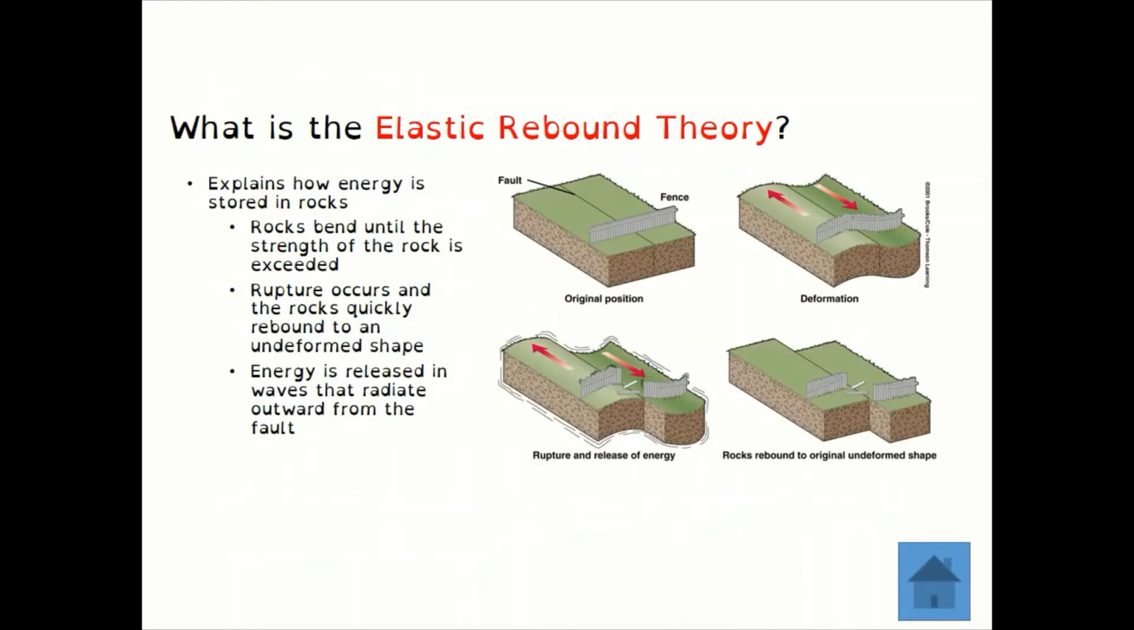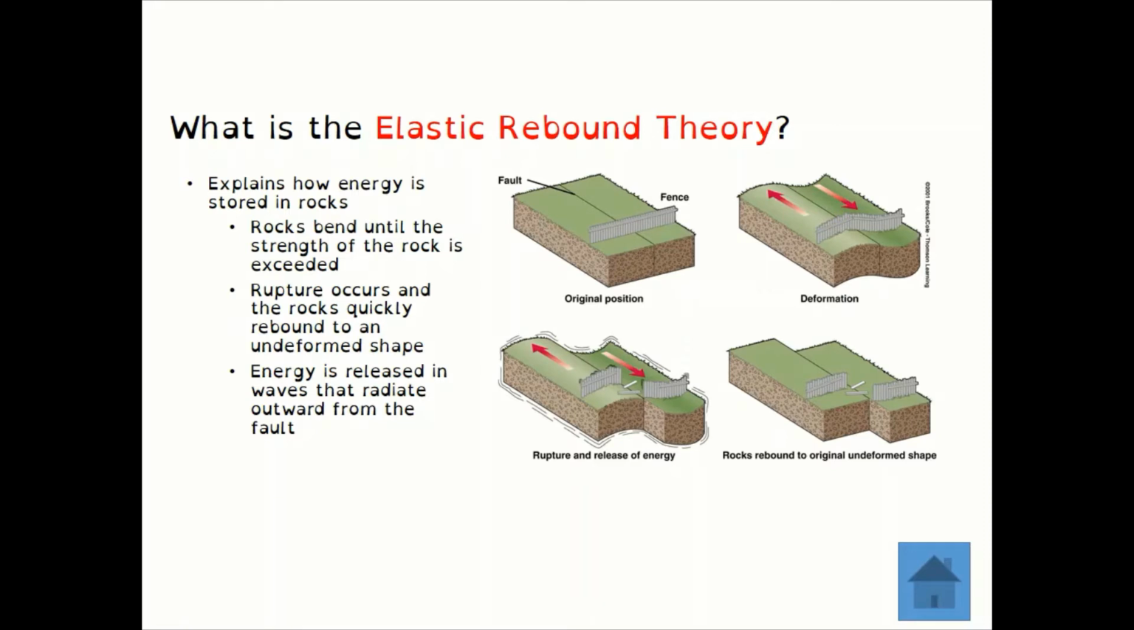And then elastic rebound theory is another key concept that we need to understand. It explains how energy is stored in rocks. So basically it's like an elastic band. Rocks bend until the strength of the rock is exceeded. Like you can pull an elastic band until the strength of the elastic band is exceeded and it snaps. But in this case, the rupture occurs and the rocks bounce back to their undeformed shape.